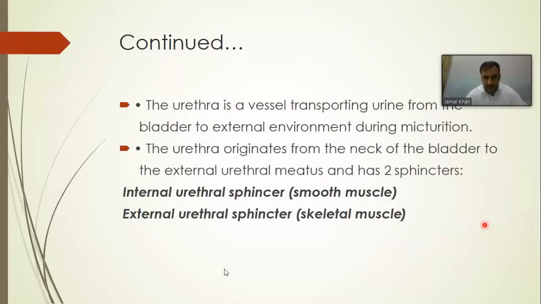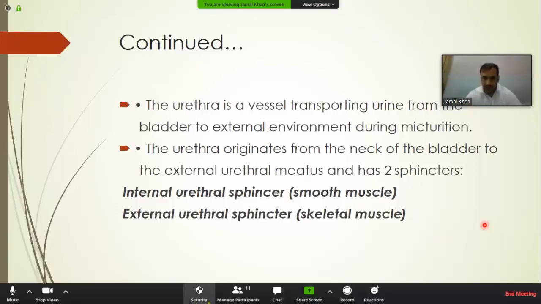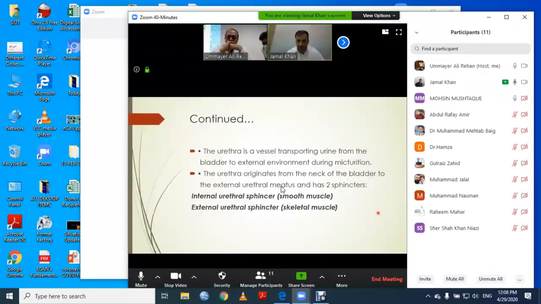The urethra is a vessel transporting urine from the bladder to the external environment during micturition. The urethra originates from the neck of the bladder to the external urethral meatus, and it has two sphincters. The first one is the internal urethral sphincter, which is from smooth muscle. The second one is the external urethral sphincter, which is skeletal muscle.